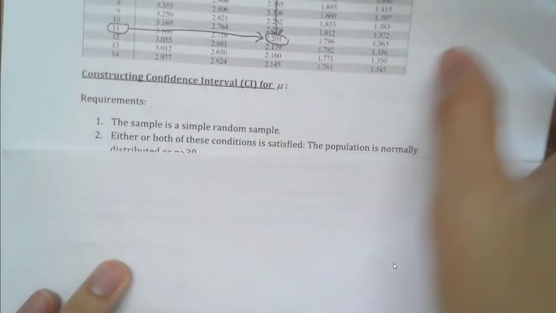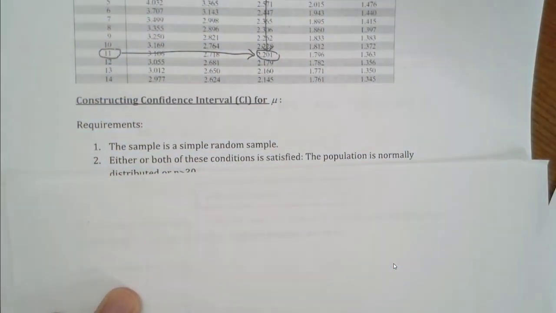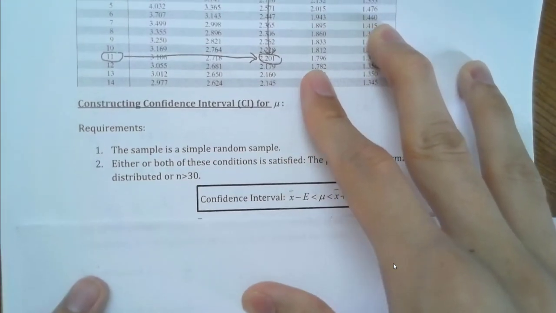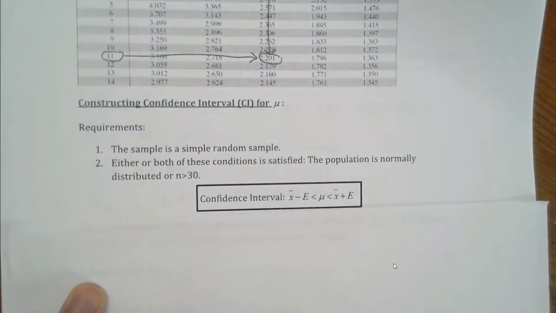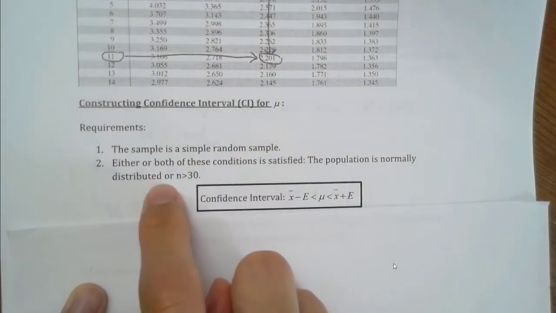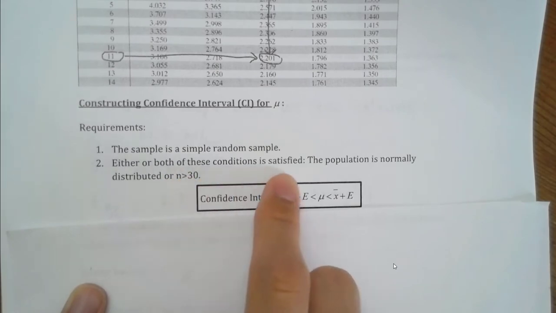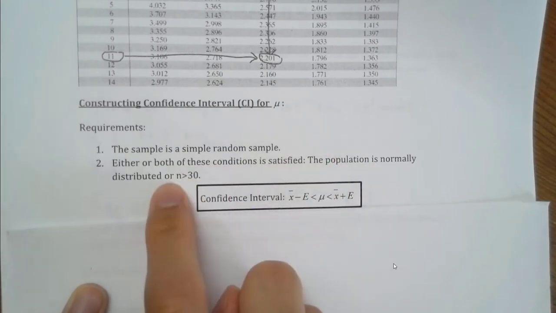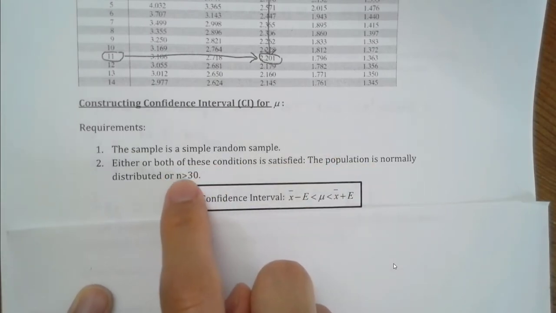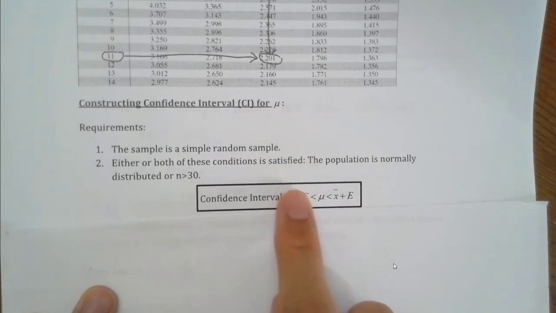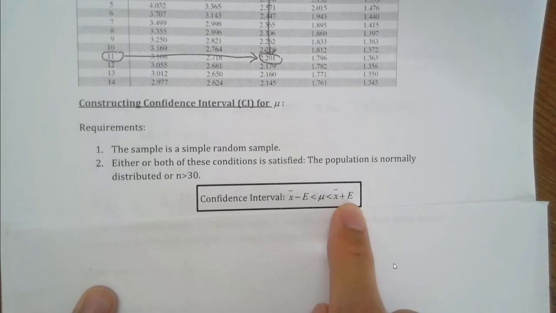Now, how to construct the confidence interval for the mean? Again, we have two important requirements. The sample is a simple random sample. Either or both of these conditions is satisfied: the population is normally distributed, or the sample size needs to be bigger than 30. Then the confidence interval, we take the sample mean minus the margin of error to be the lower bound, and then plus the margin of error to be the upper bound.